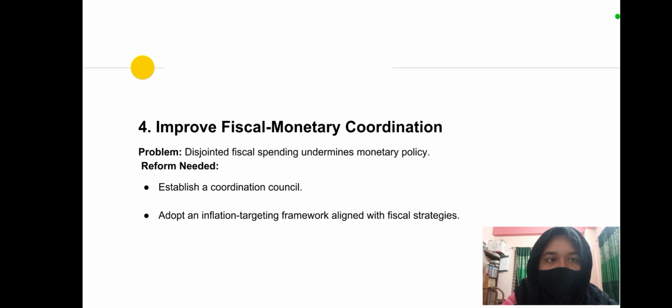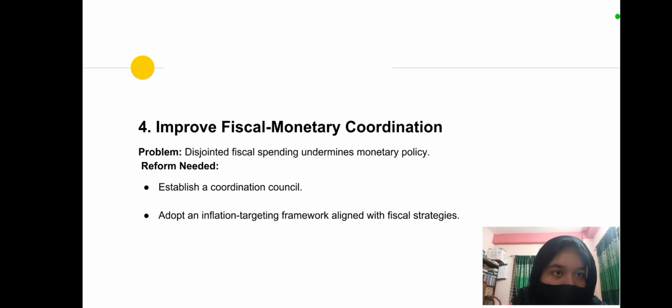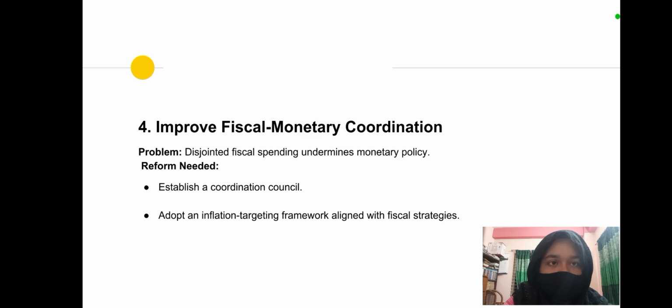Number 4, improve fiscal monetary coordination. Here the problem is disjointed fiscal spending undermines monetary policy, and the reform needed, establish a coordination council, adopt an inflation targeting framework aligned with the fiscal strategies.